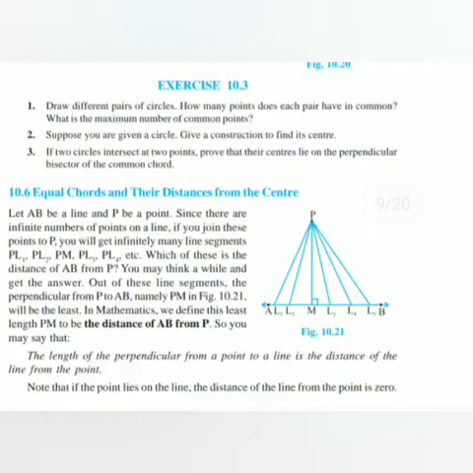So as you can see, this is exercise 10.3, and question number 1 of 10.3 is what we already did. We drew different pairs of circles: 2 circles which are not intersecting, 2 circles touching each other at 1 point, and 2 circles touching each other at 2 points, and then we have to give the answer how many points does each pair have in common.